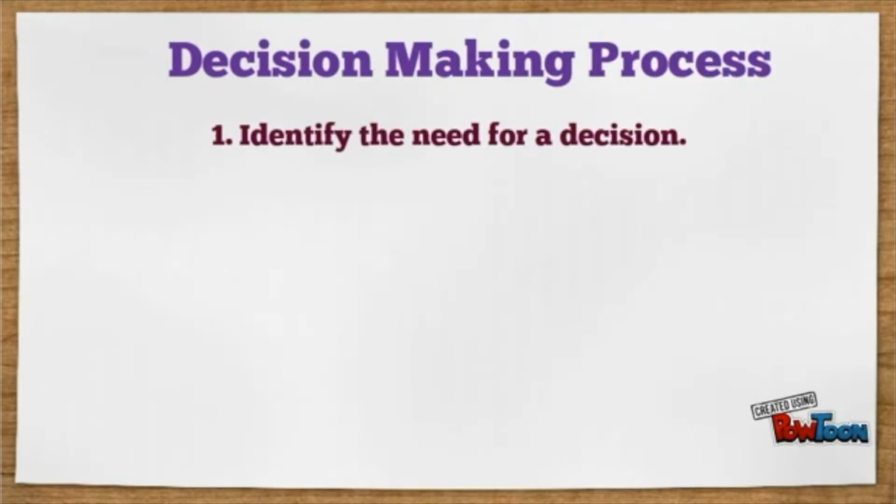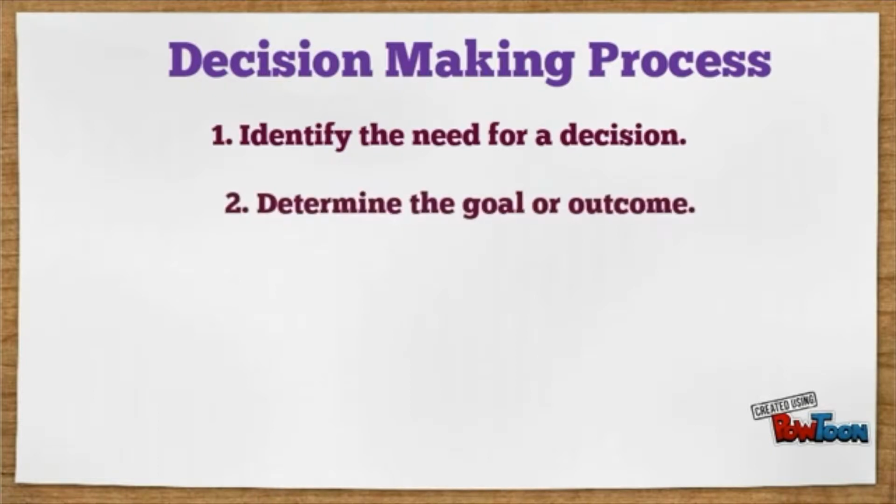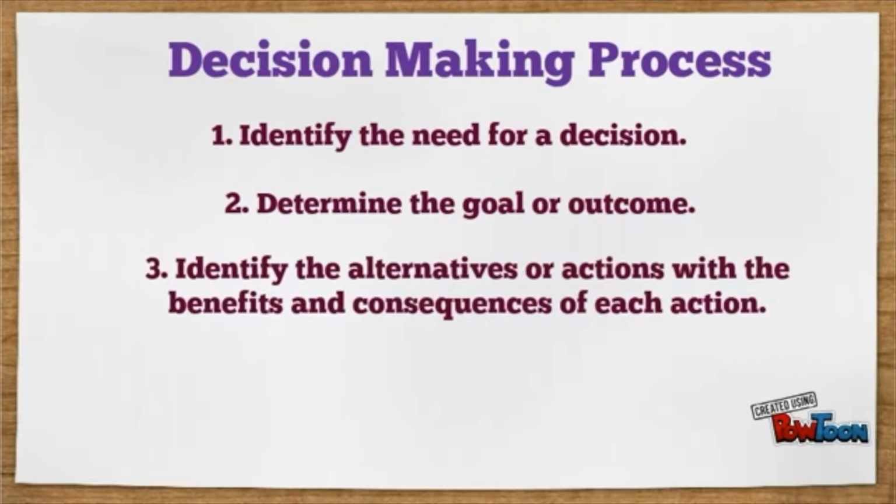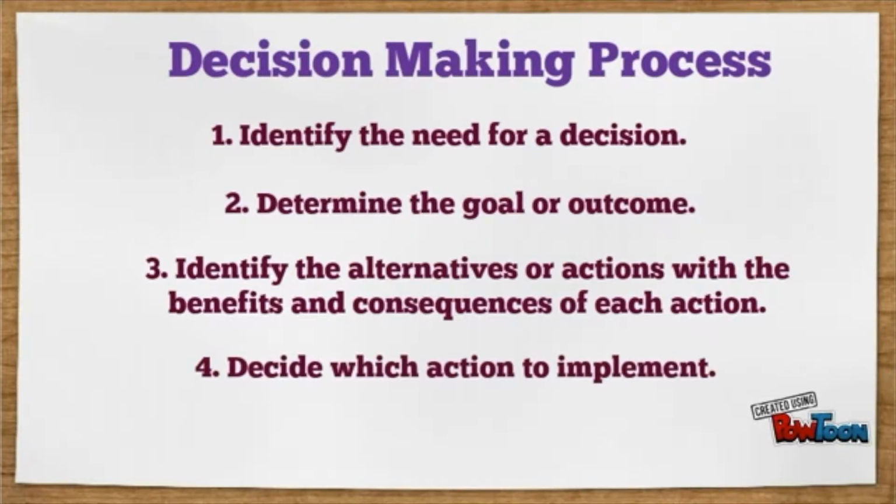First, you have to identify the need for a decision. Second, you must determine the goal or outcome. The third step is to identify the alternatives or actions along with the benefits and consequences of each action. Then you must decide which action to implement. Lastly, the 5th step is to evaluate the action.